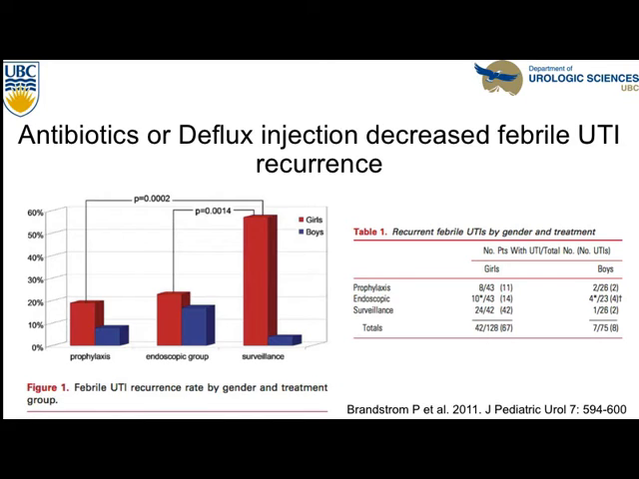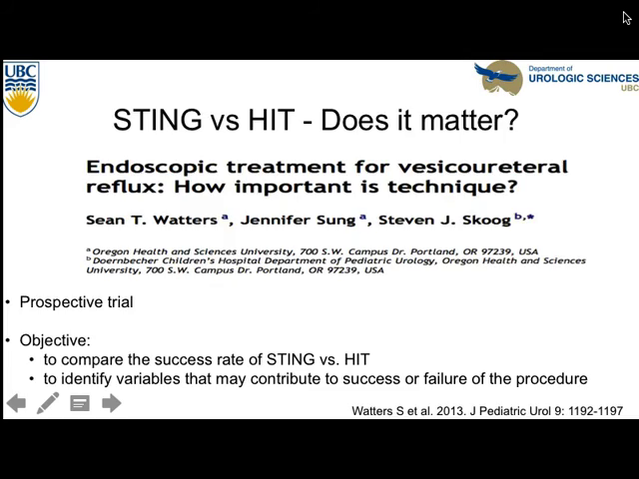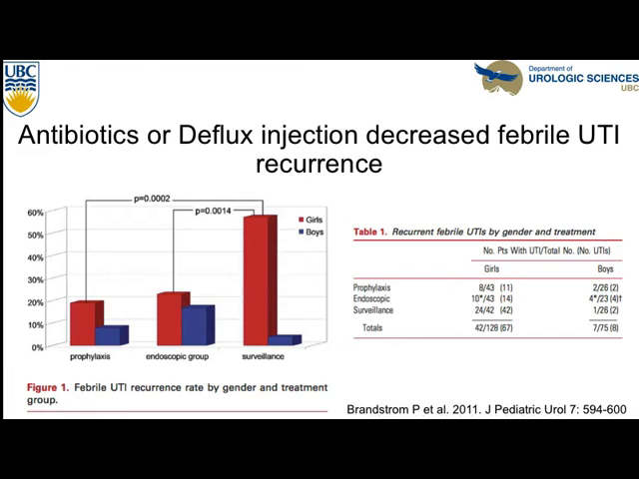This data is concordant with the findings from that of the RIVUR trial, which was again published a few years after. The antibiotic prophylaxis decreases the risk of UTI recurrence, and this is true for those with higher grade refluxes as well.